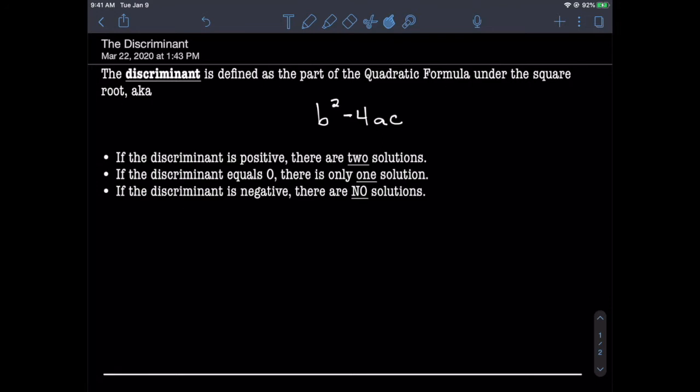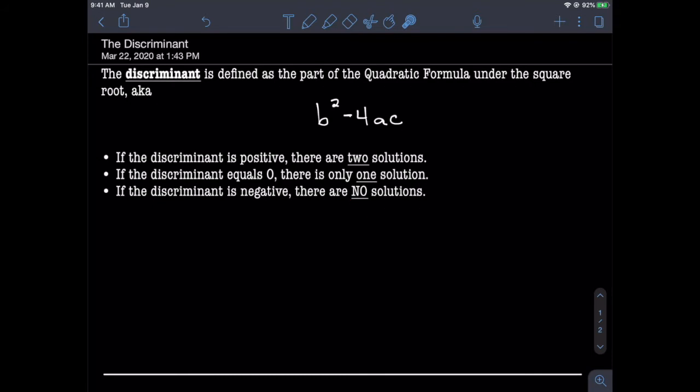So without further ado, the discriminant is defined as the part of the quadratic formula under the square root. That's this thing over here, b squared minus 4ac. And it is the sign of this discriminant that's going to tell us how many solutions we have. If the discriminant comes out positive, there are 2 solutions. And in the event that your discriminant equals 0, there is only 1 solution. And in the situation where your discriminant comes out to be a negative number, there are no solutions.